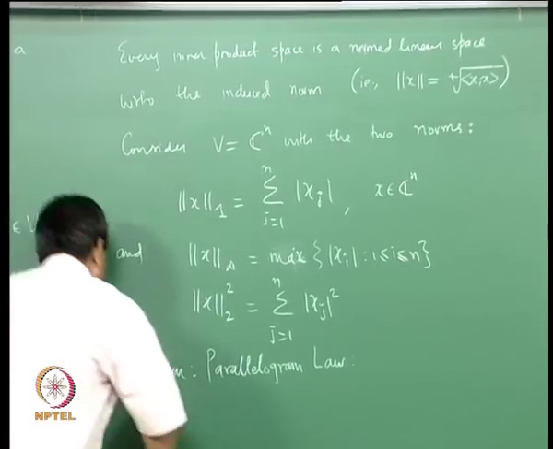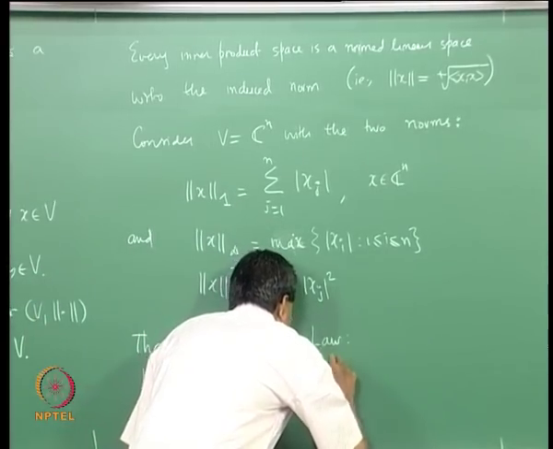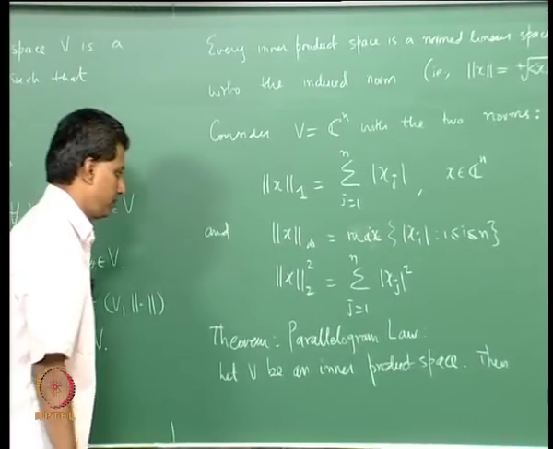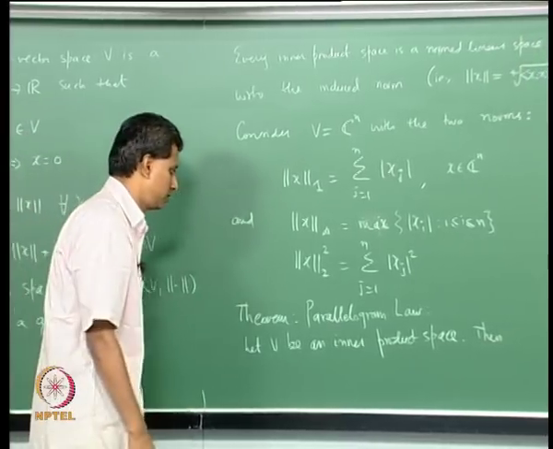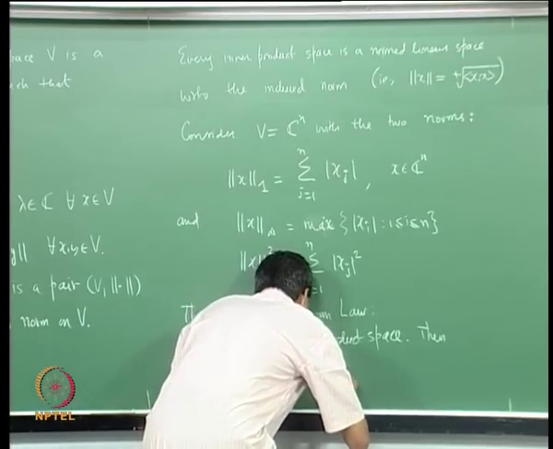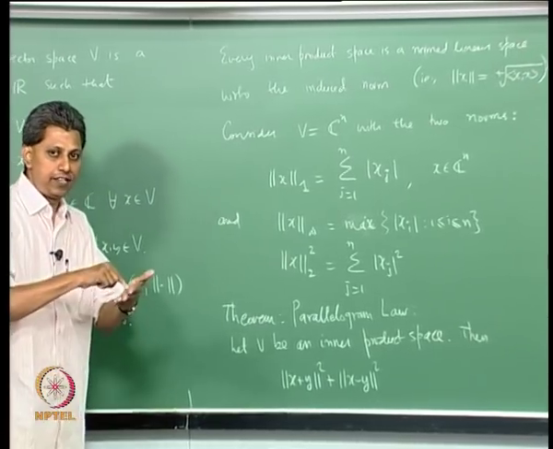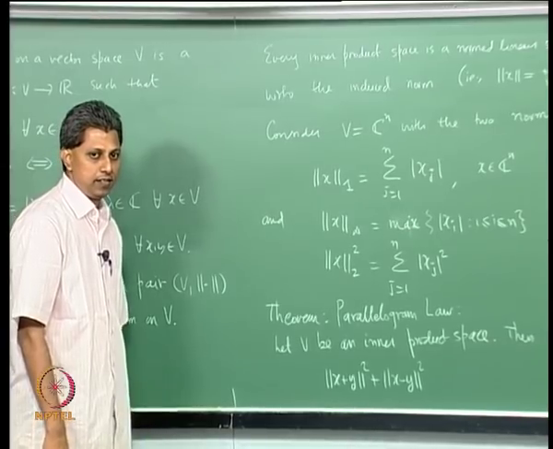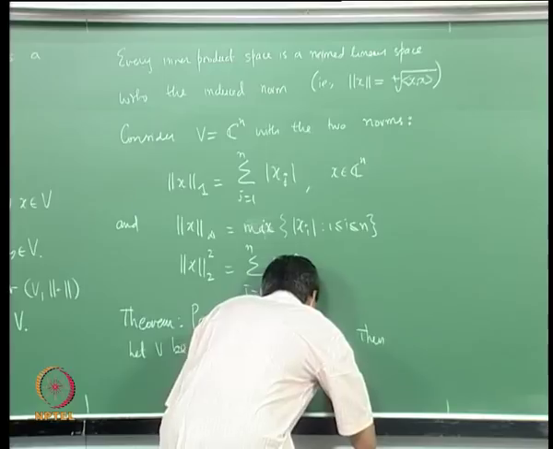In an inner product space, let V be an inner product space, then we have the following. The rule that I am going to write is motivated by what we have seen in two dimensions, even three dimensions. Norm of x plus y the whole square plus norm x minus y the whole square. You can think of x and y as two dimensional vectors on the plane. Then x plus y is the length of one of the diagonals, x minus y is the length of the other diagonal. The sum of the squares of the diagonals must be two times the sum of the squares of the sides: 2 times norm x square plus 2 times norm y square.